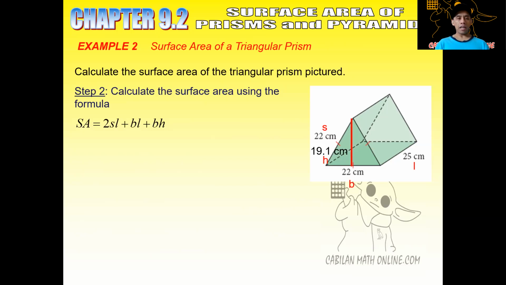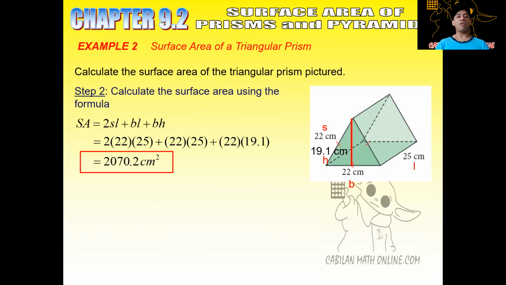All right. Carefully put that into the formula like so. Now again with scientific calculators, as long as you input that in exactly the way you see it, you should get a surface area here of 2070.2 square centimeters.